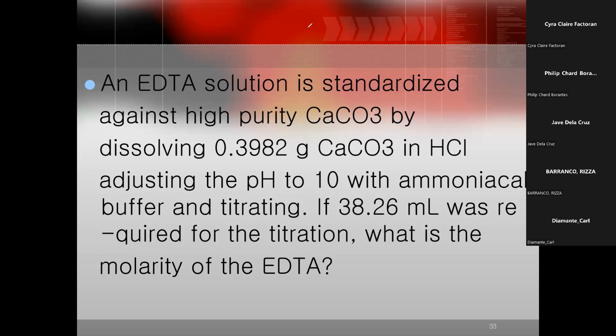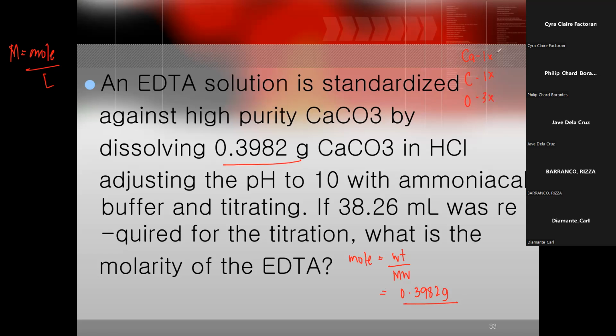Sige daw. Molarity pa rin tayo ha. Molarity is moles per liter. So wala tayong moles dito but we have the amount of the substance used. That's 0.3982. So mole is equal to weight of the substance divided by its molecular weight. Again, that's 0.3982 grams. The molecular weight for calcium carbonate, we have calcium, carbon, and oxygen.